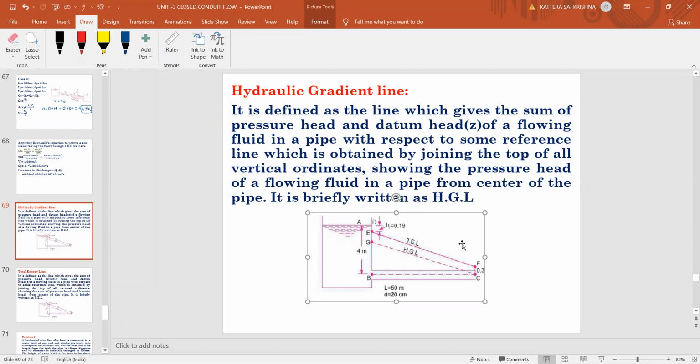So we don't have any kinetic head here. Suppose if you want the total energy line, we need to add the kinetic head also, so that we'll get the top side line. All are in terms of heads only, the head height of the fluid here. What is the height of the fluid because of the losses?